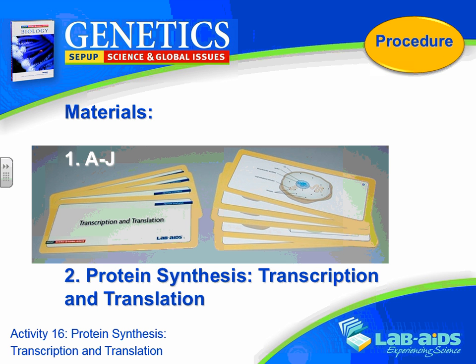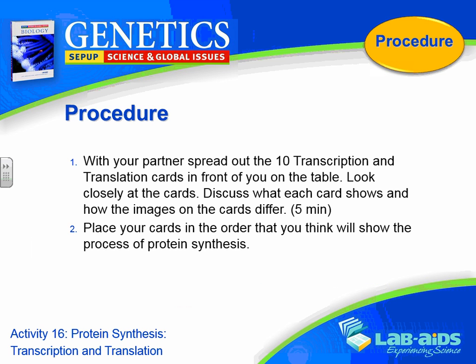You also have your protein synthesis, translation, and transcription sheet that you got from the front of the classroom. In addition to that, you have your notes. Now, what you're going to do with your partner, we're just going to look at step 1 first. With your partner, you're going to spread out the cards in front of you on the table, and you're going to look closely at the cards. Take about 5 minutes to discuss what each card shows and how the images on the card differ. So go ahead and do step 1 and step 1 only.